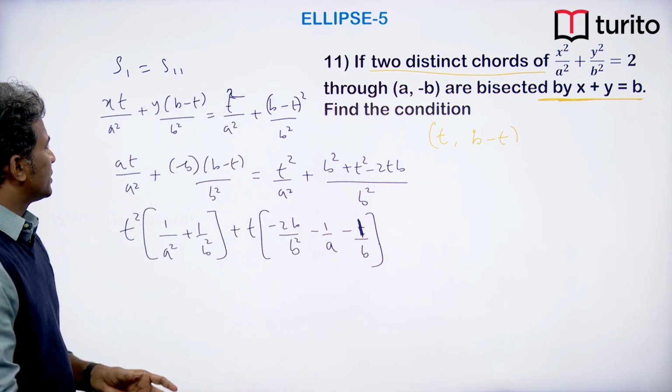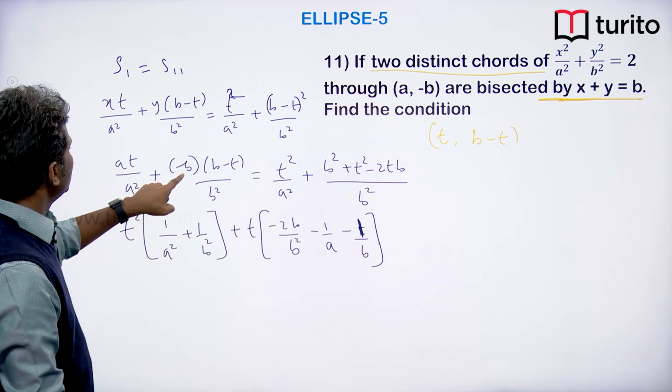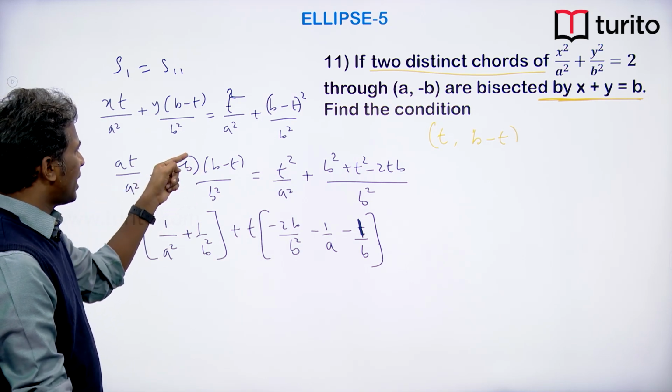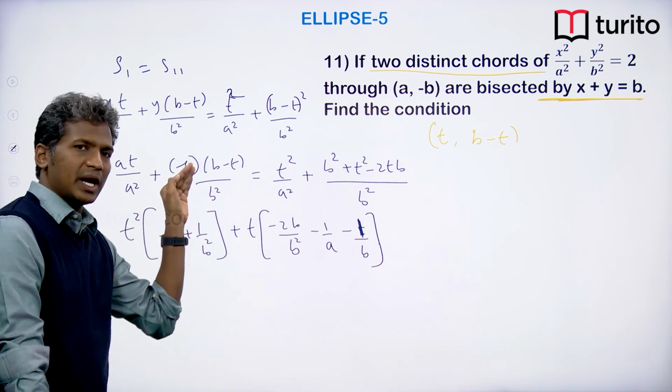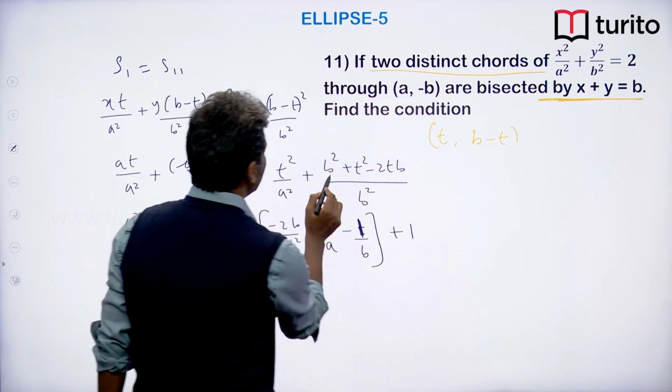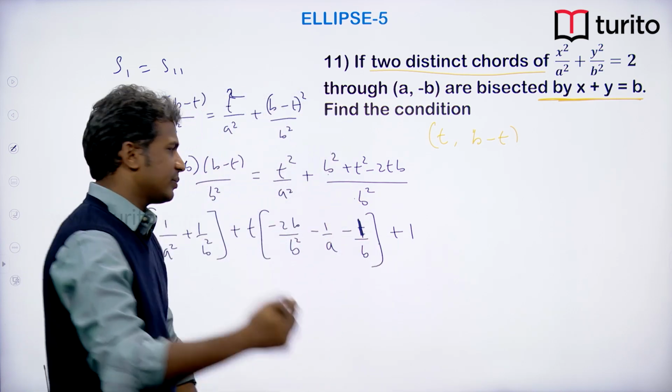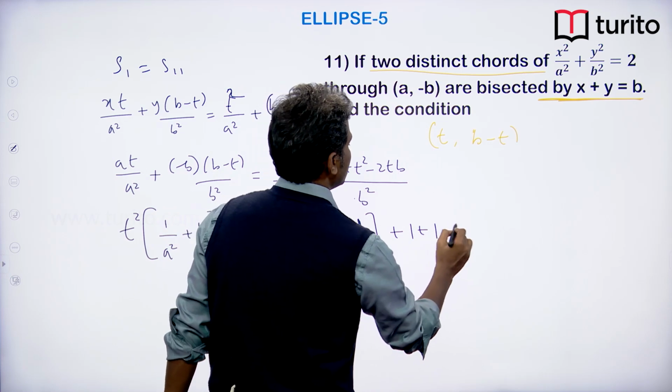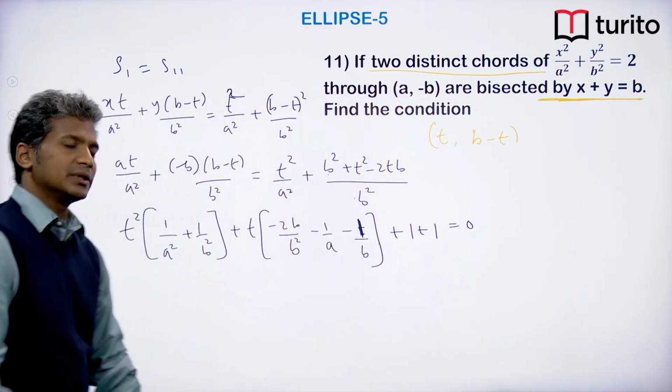Next, the constant terms. What are the constant terms here? Here there is one constant term which is minus b square by b square, which will be minus 1. When it comes to the right hand side, it becomes plus 1. And there is one constant here which is b square by b square, which is also 1. So, this is my quadratic equation.